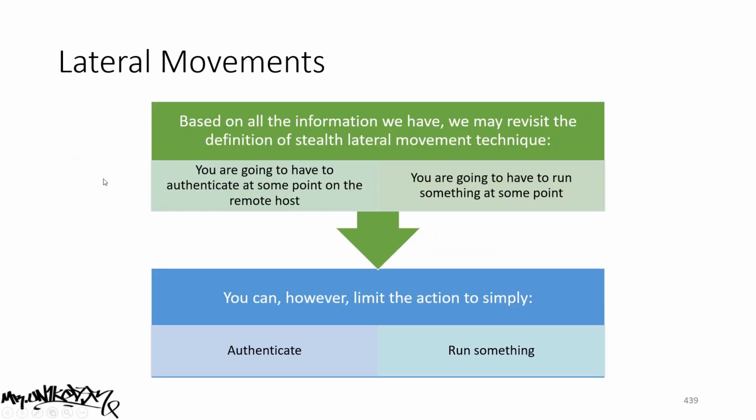Based on all the information that we have, we may revisit the definition of stealth lateral movement technique. There's at least two things that you're going to have to do. You are going to have to authenticate at some point on the remote host, unless you found a 0-day or an exploit, but still you're going to have to connect to something. And you are going to have to run something at some point. There's literally nothing that you can do against these two. However, what you can limit your action to is authenticate, run something. So trying to gather the outcome of your command and all that stuff can be avoided, and it's going to make your life much simpler.